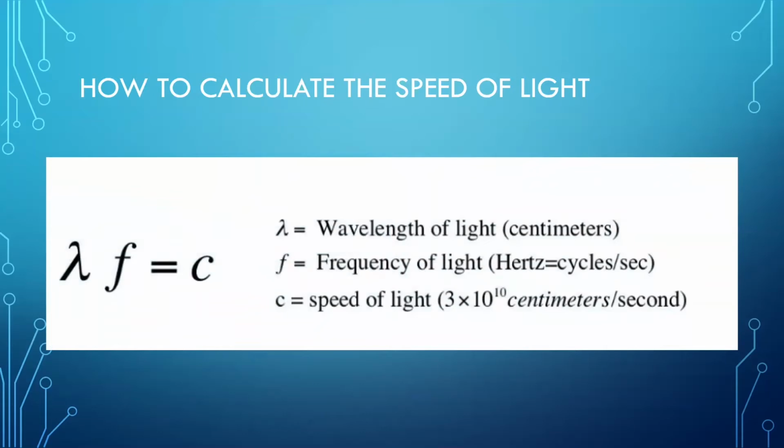Specifically, one is using this formula. Lambda, the wavelength, times frequency, f, is equal to the speed of light, which is represented with the letter c.